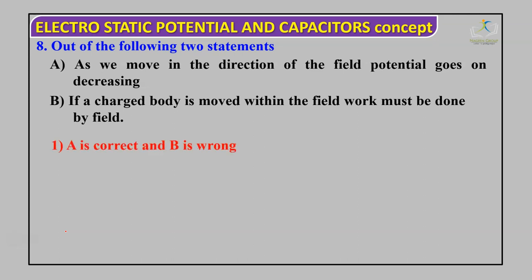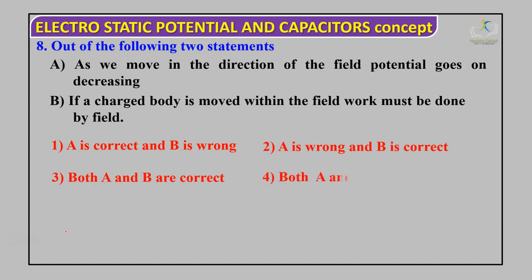So these are the two statements, and we have to find out which one is correct according to the options. A is correct and B is wrong. A is wrong and B is correct. Both A and B are correct. Both A and B are wrong. Let us see the solution.